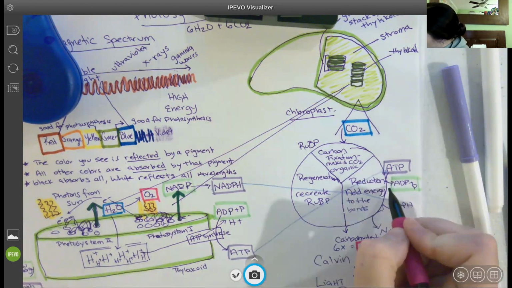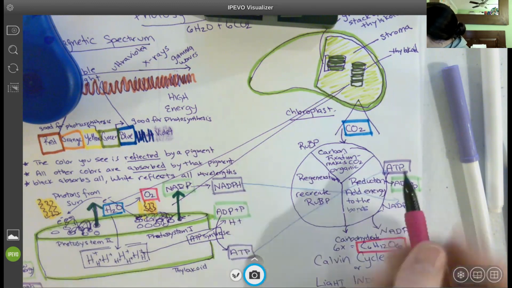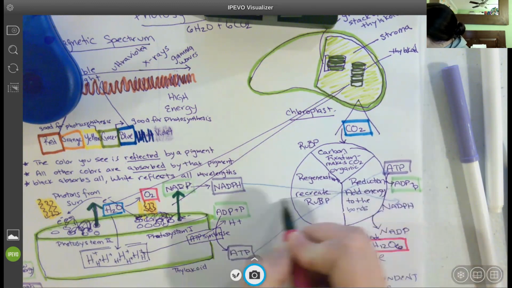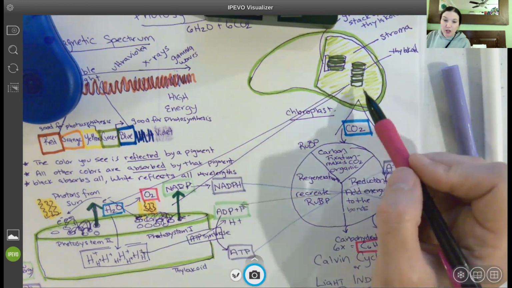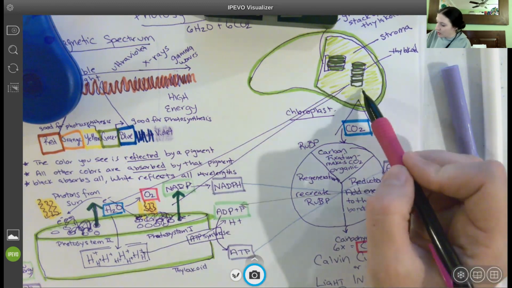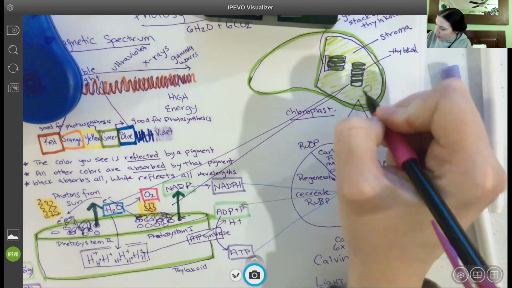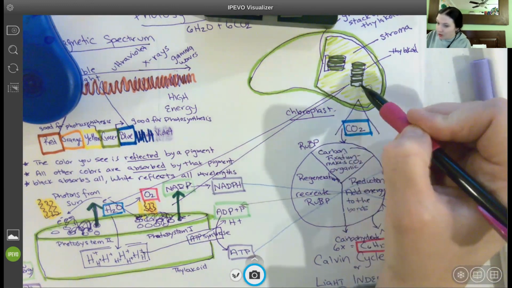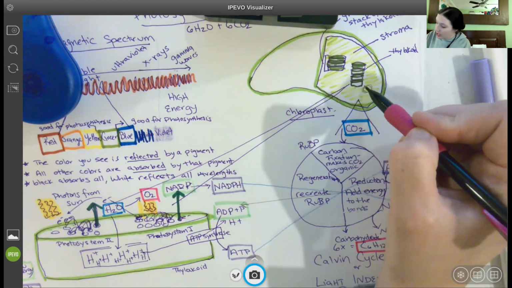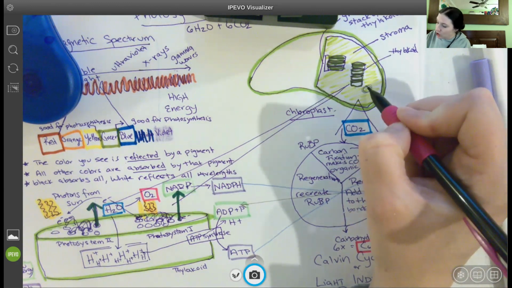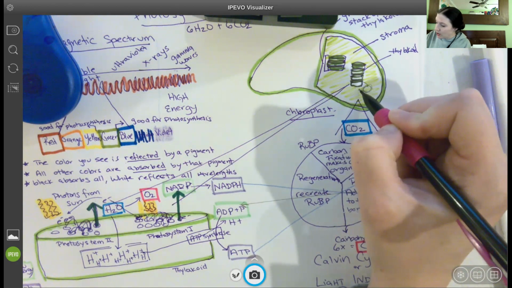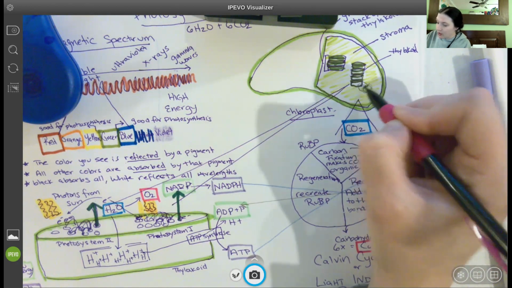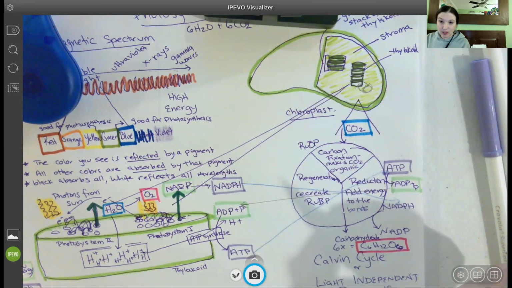Those guys are going to go back to the thylakoid. Unfortunately, the thylakoid is right here. So the Calvin cycle is happening like right here. The light reactions are happening here and the Calvin cycle is happening here. The ATP and the NADPH are going here. And then the ADP and the NADP are coming back, and they're just going back and forth like that. Does that kind of make sense? And you guys did your Gizmo on that.